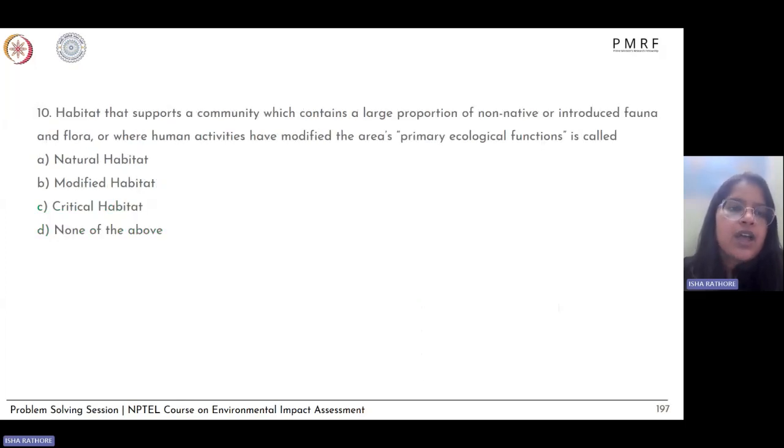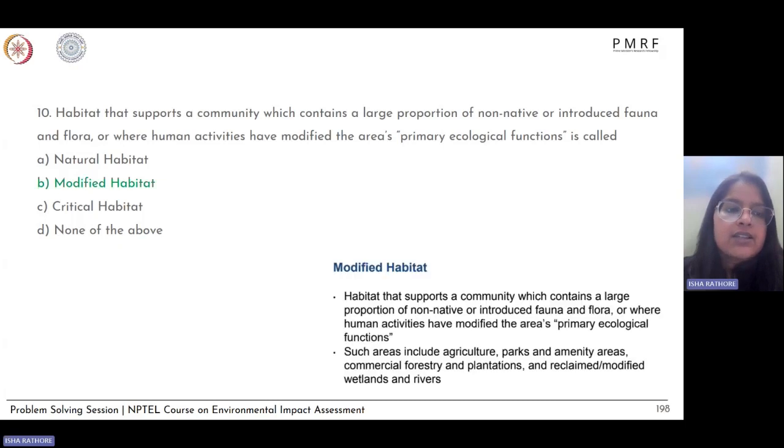Next question. Habitats that support a community which contains a larger proportion of non-native or introduced fauna and flora, or where human activities have modified the area's primary ecological functions, is called A, natural habitat, B, modified habitat, C, critical habitat, or D, none of the above. So the correct answer is B, modified habitat. So the question states the definition for modified habitat. So B is the correct answer.